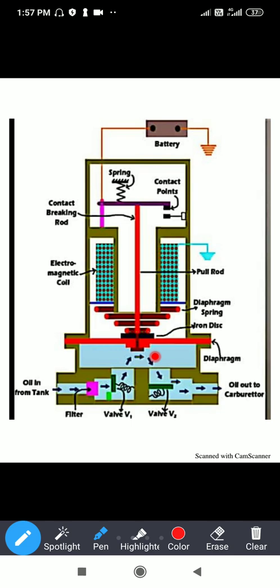When they start to open, the fuel passes through the filter and enters this tank with the help of the opening of valve 1, and passes to valve number 2, from where the fuel enters the carburetor. In the carburetor it mixes with the air and is transferred to the injector. So this is how the fuel enters inside and passes away.